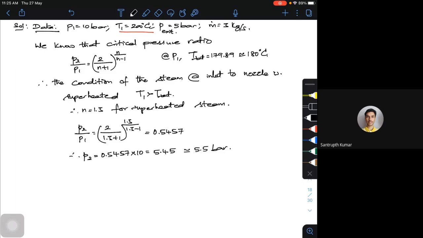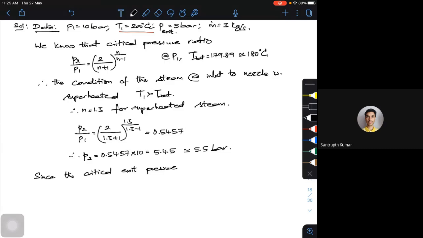Since the throat pressure, this critical value of 5.5 bar that we have calculated, is greater than the exit pressure, the nozzle used is a convergent divergent nozzle.